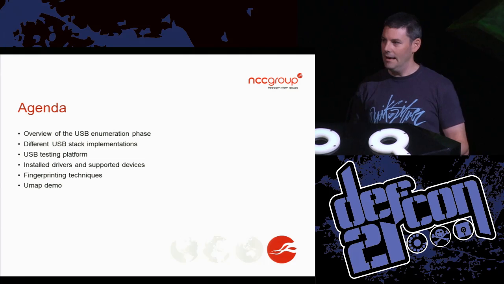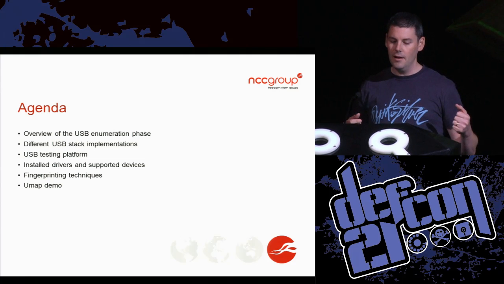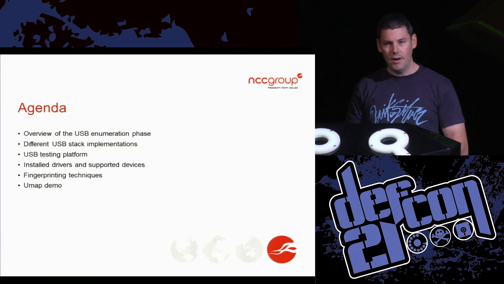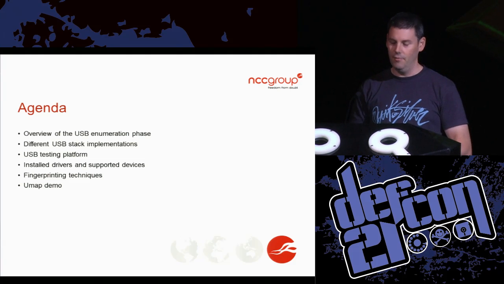Because as we'll get into a bit later, fuzzing USB is a much slower process than fuzzing network services, that kind of thing. So the more information you can gather prior to starting fuzzing, the more effective the process becomes.